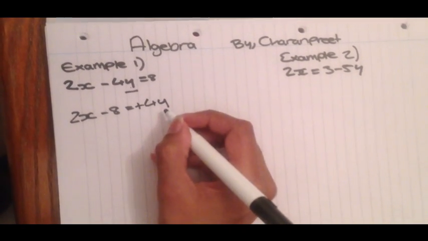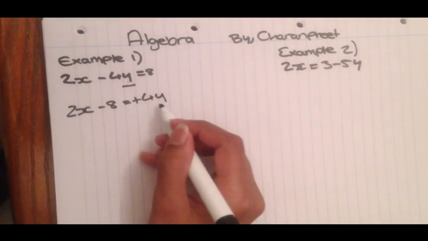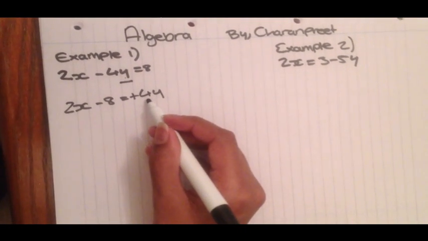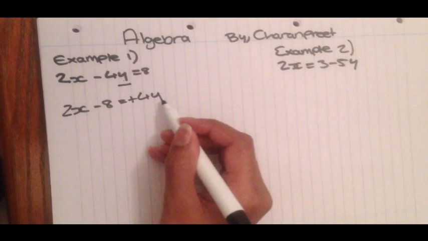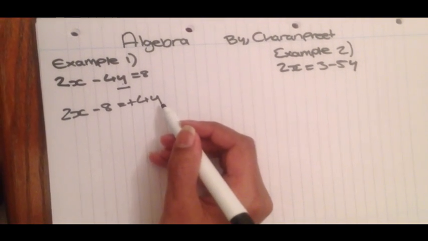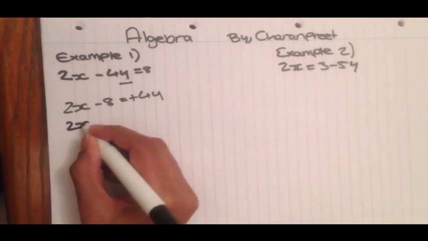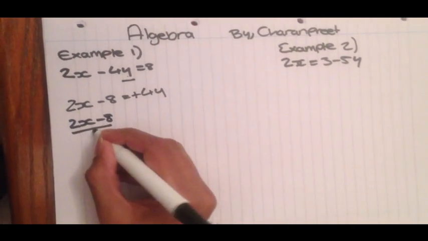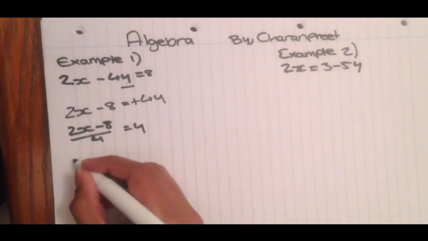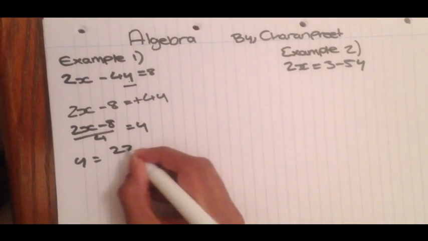In order to get just y on its own, as you can see, 4y, in other words, means 4 times y. As it is times, coming over to the left hand side will mean division. 2x minus 8 divided by 4 equals y. Therefore, y equals 2x minus 8 divided by 4.